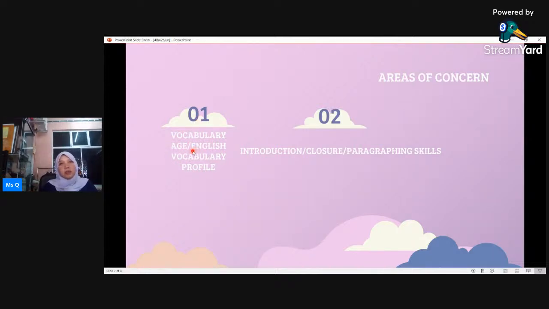Sometimes the vocabulary age is 10 years old, 11 years old, which means that your repertoire, your vocabulary choice, is not that wide or not that accurate. That's why it's at a younger level. You should be at least 15 to 16 years old already. Later I will explain how you are going to use the English Vocabulary Profile to measure your choice of vocabulary. After that we are going to talk about introduction, closure, and paragraphing skills.